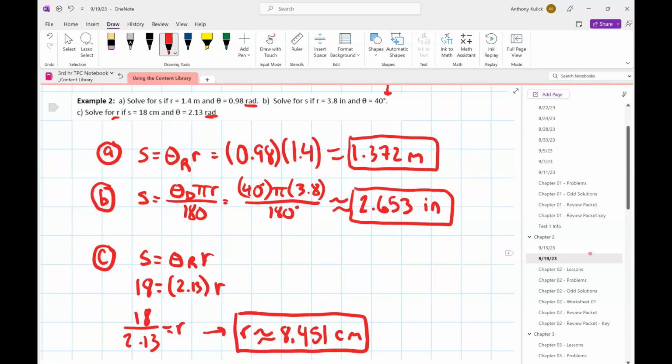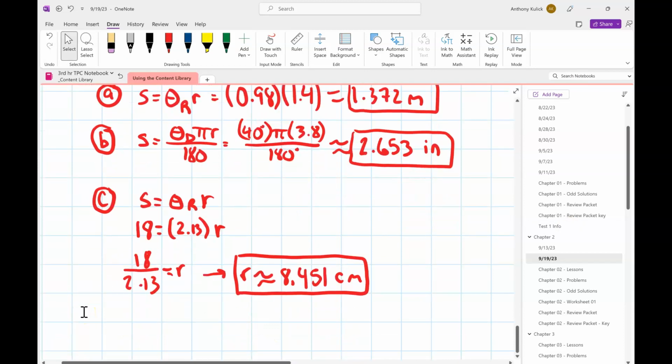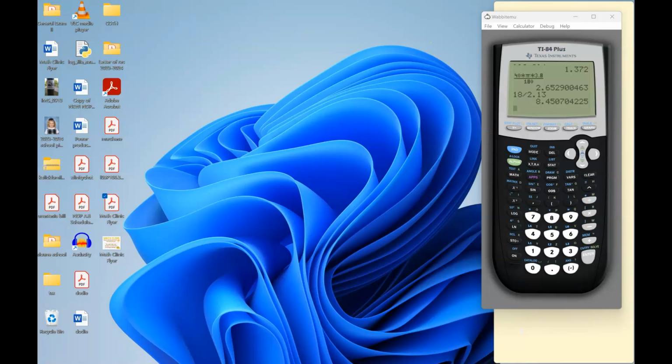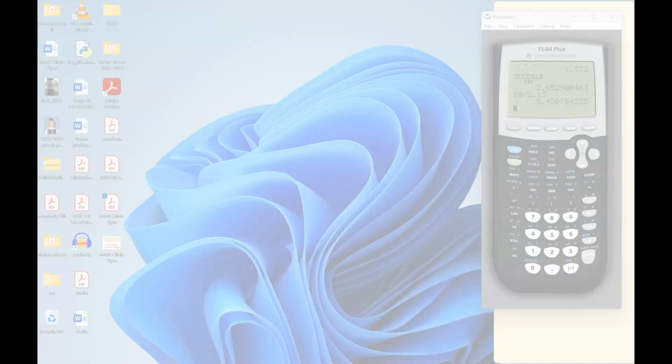What do you guys think? No big deal, right? Pretty easy so far, yes? Just like converting some units and using a formula. Okay, well, let's make it a little bit more challenging.